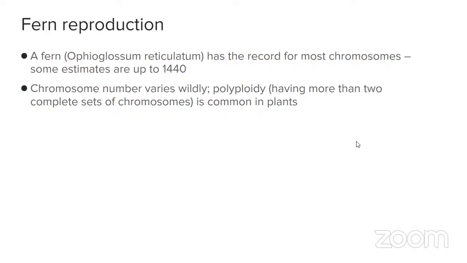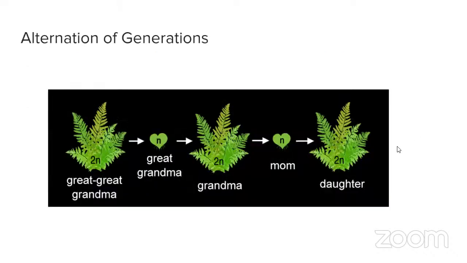So the chromosome number, there's a reason I haven't pulled up chromosomes for you to look at when we're talking about our plants yet. I have done some searching around for something that's relatively simple, but it's tough. The chromosome number is going to vary wildly when we're looking at our ferns, or sorry, when we're looking at our plants in general, but our ferns.